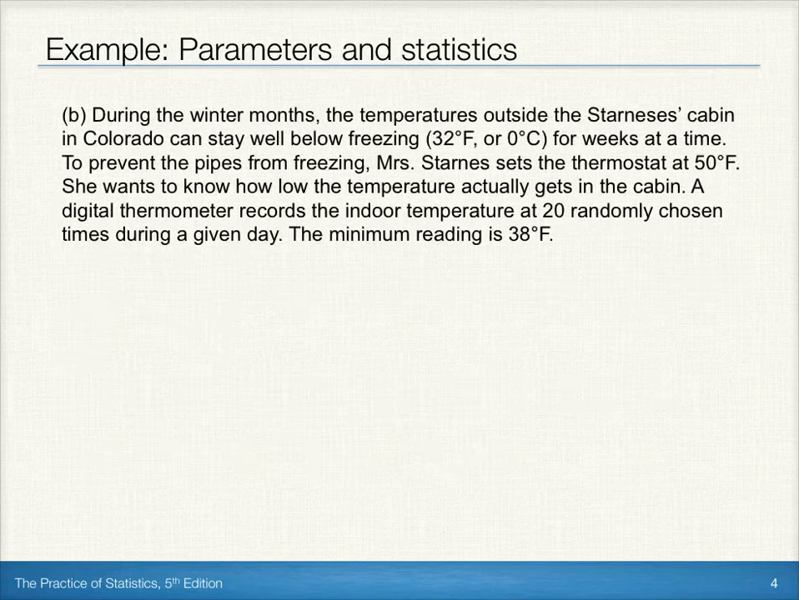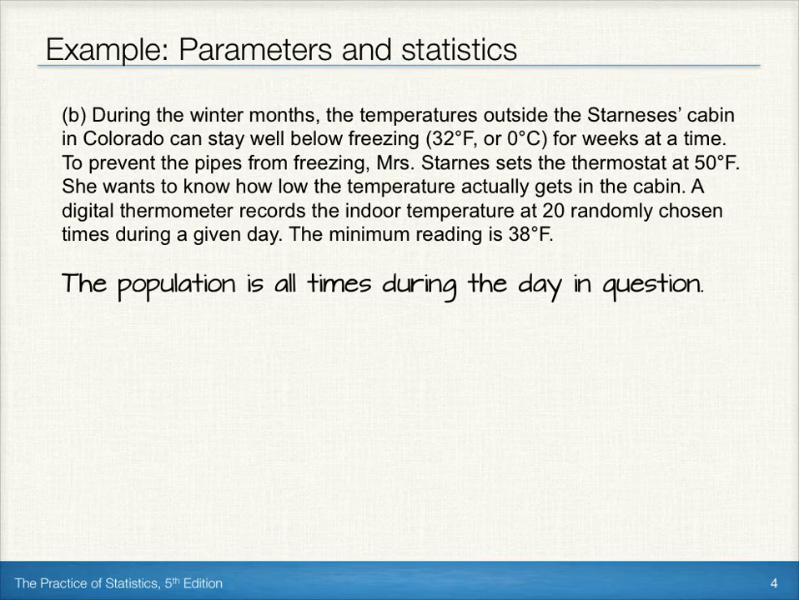Now during the winter months, the temperature outside the Starnes' cabin in Colorado can stay well below freezing for weeks at a time. To prevent the pipes from freezing, Mrs. Starnes sets the thermostat at 50 degrees Fahrenheit. She wants to know how low the temperature actually gets in the cabin. A digital thermometer records the indoor temperature at 20 randomly chosen times during a given day. And suppose the minimum reading is 38 degrees Fahrenheit.